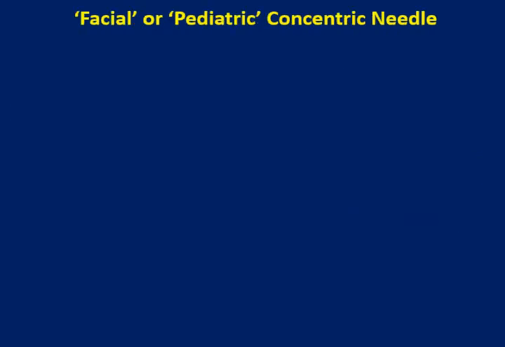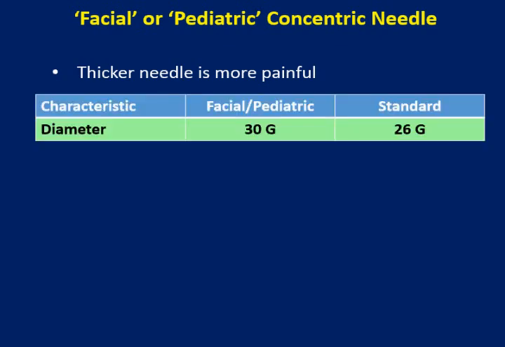The EMG examination requires insertion of a needle in the muscle. It is painful. If the needle is thicker, it will be even more painful. Hence, a thin needle will be preferable. Indeed, the so-called facial or pediatric concentric needle is much thinner than the standard concentric needle. The facial needle from one manufacturer uses 30 gauge cannula compared to 26 gauge cannula for the standard needle. Note that a higher gauge implies a thinner cannula.